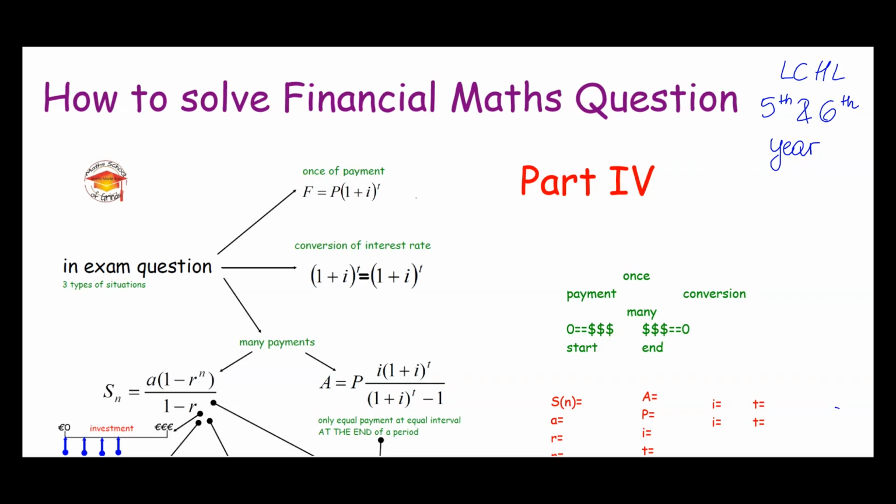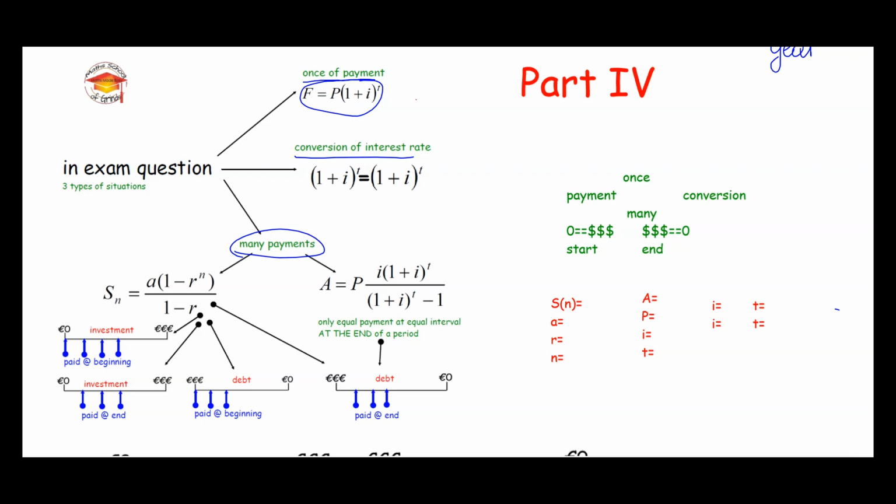We are still on our series on how to solve financial maths questions, and this is part 4. Again, let's remember financial maths. What is the question we are asking ourselves? The situation presented: is it a once-off payment, therefore the compound formula? Is it conversion, meaning year to month interest rate, like 1 year equals 12 months? Or is it many payments? At this stage, we understand many payments is the most complex.